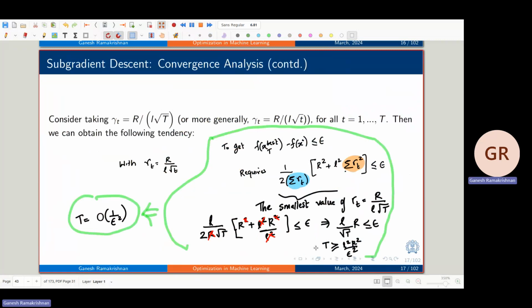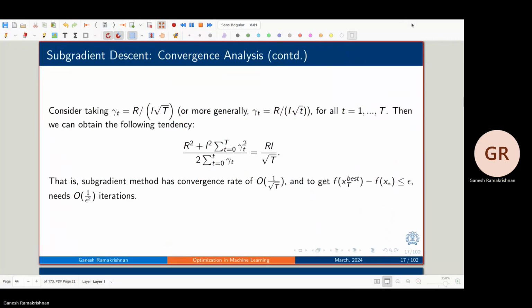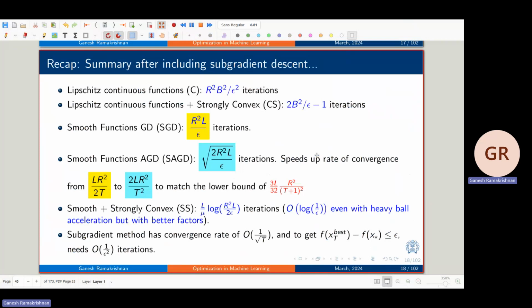Basically, with this kind of gamma t, r upon 1 upon square root t, you'll get this expression. You'll get r upon square root t. That's how you get the convergence proof. It's okay if you didn't get all the steps. I just wanted to highlight the intuitive process. So we have just added one more to our list.